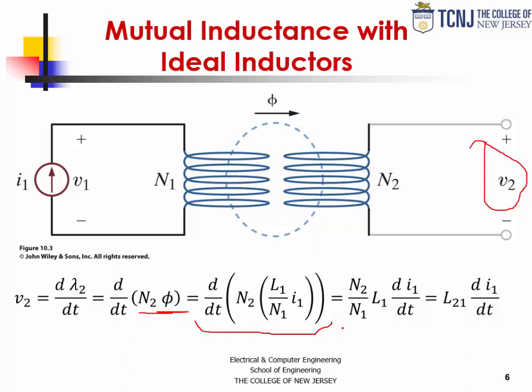And towards the right of this equation, we can follow the results to this expression, which is the ratio of turns in the secondary to the primary times the inductance of the primary times the time derivative of the current in the primary. That is going to be the voltage that is going to be induced across the secondary windings. We can call this expression, the ratio of the turns times the inductance in the primary, the mutual inductance of the system.